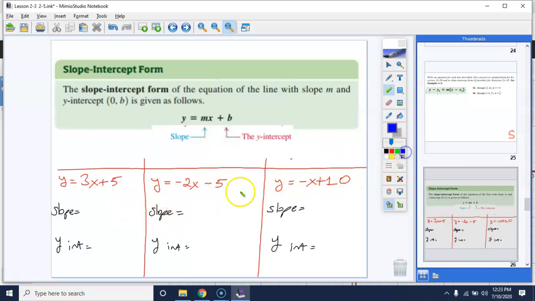In this case, if we have 3x plus 5, my slope is the number right next to x, which is 3, and the y-intercept is this number, which is 5. As you see, I can see clearly and easily the slope and y-intercept. In this case, my slope is -2, and my y-intercept is not 5, it's -5. And lastly, here the slope is -1, and the y-intercept is 10.